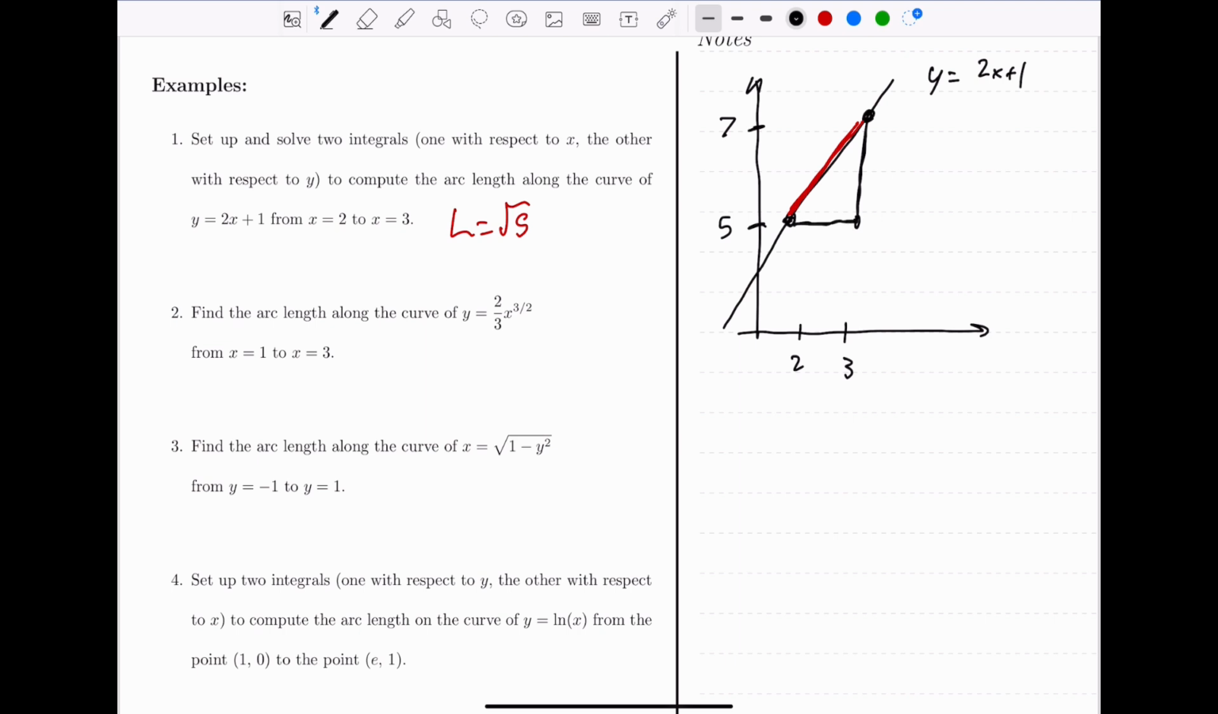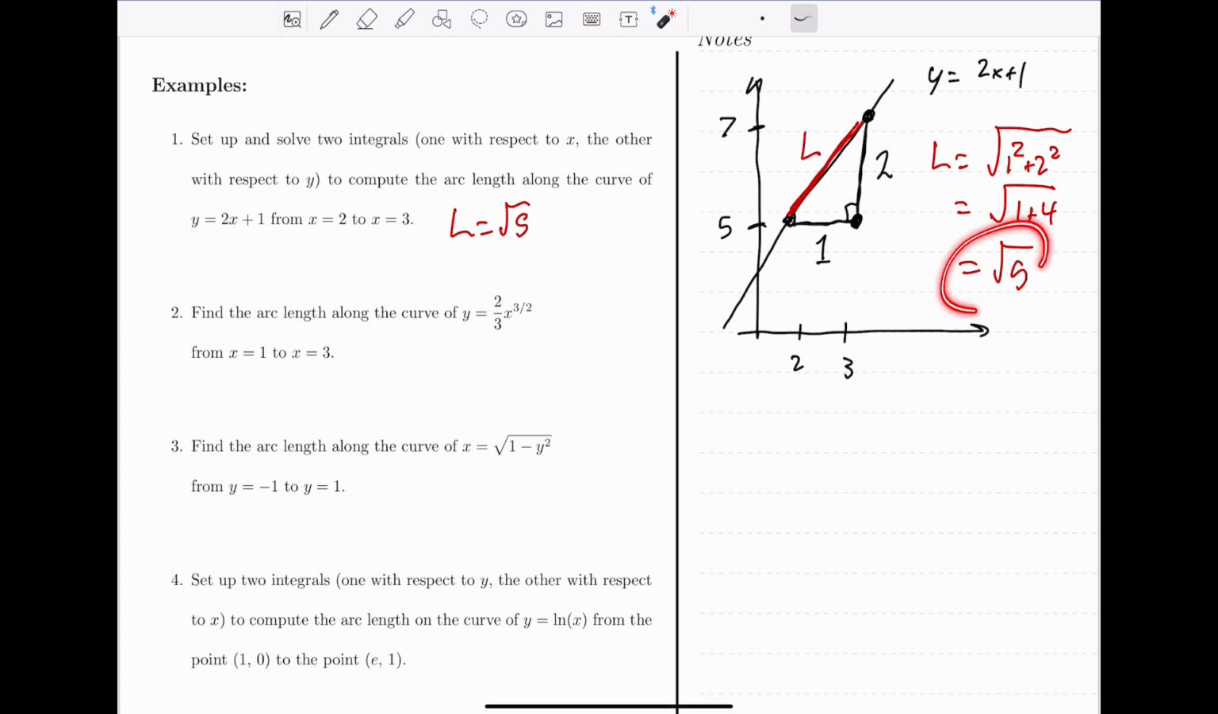The difference between the x points here, this difference is 1. So this side length of the triangle is 1. The difference between the y coordinates is a difference of 2. So the height of the triangle is 2, and we have a right triangle. The way to get the length of the hypotenuse is to use the Pythagorean theorem. So we get the length of the hypotenuse. This is our value L. It equals the square root of 1 squared plus 2 squared. 1 squared is 1. 2 squared is 4. We have the square root of 1 plus 4, square root of 5. We get the same expression.